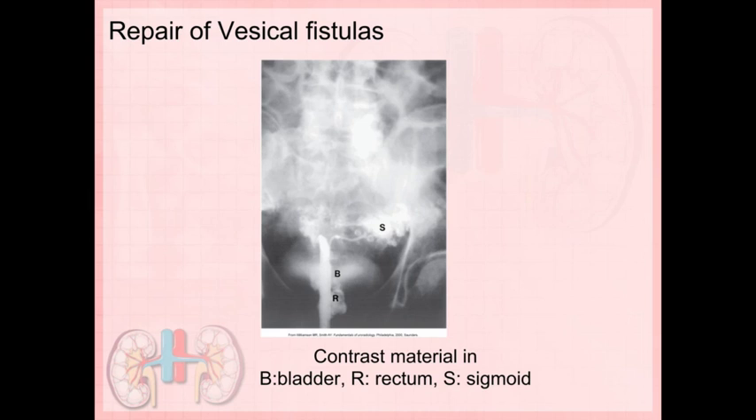There are several types of vesical fistulas. They can occur between the bladder and the intestines or between the bladder and the vagina. Types of fistulas would determine how it would be repaired.